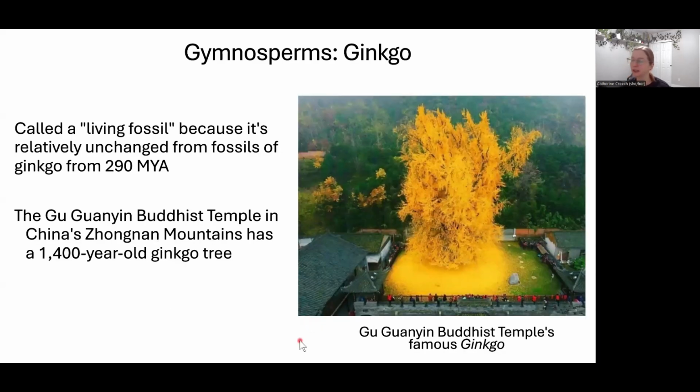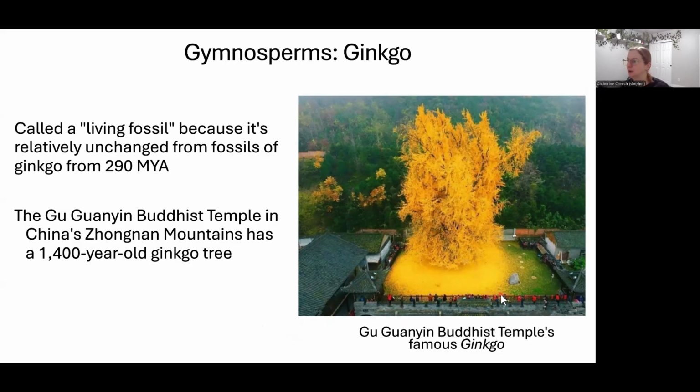There is a ginkgo that is on my bucket list to see. It's in the Guguanyin Temple in China, and it is 1,400 years old. So here's the tree. This is the square that it lives in. And in the fall, you can see the color change. These are all leaves that get dropped by this ginkgo. It creates a huge crowd. You need a reservation. It's totally on my list of things to see in my life.